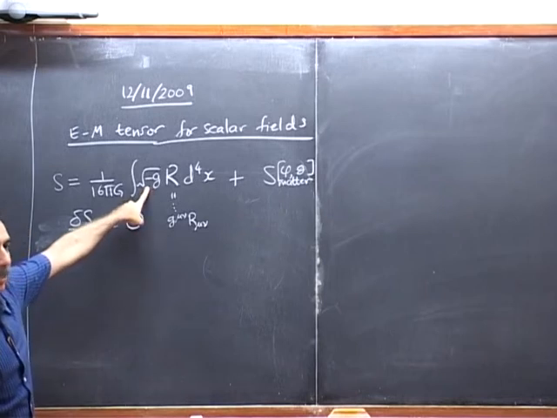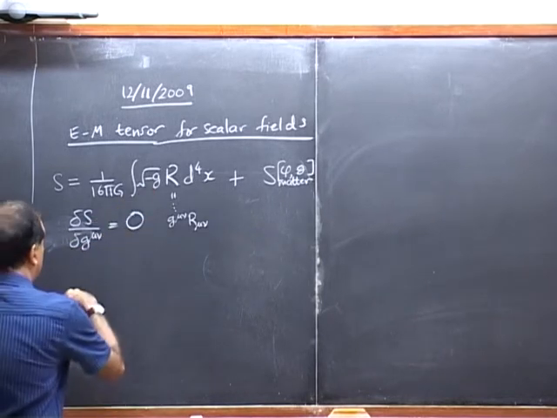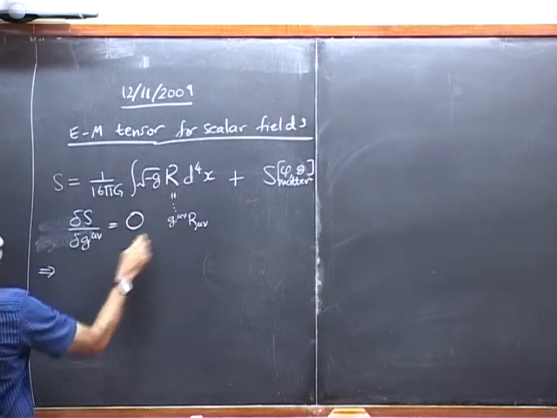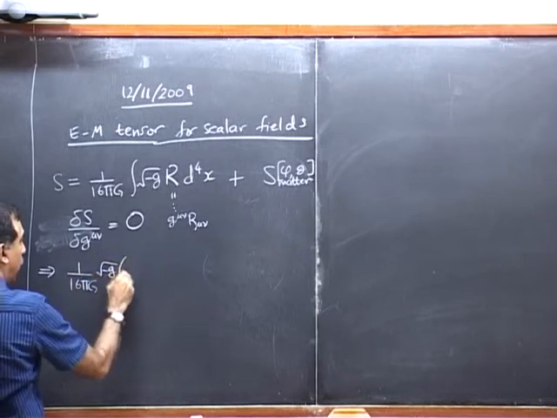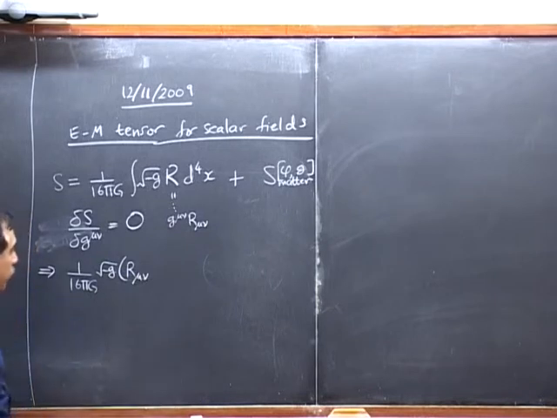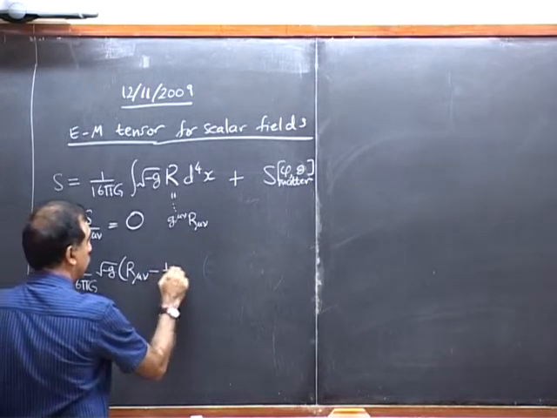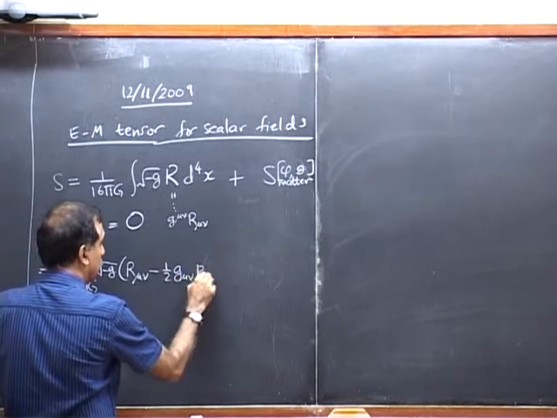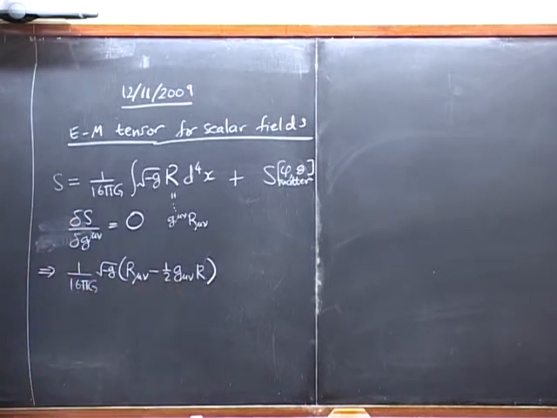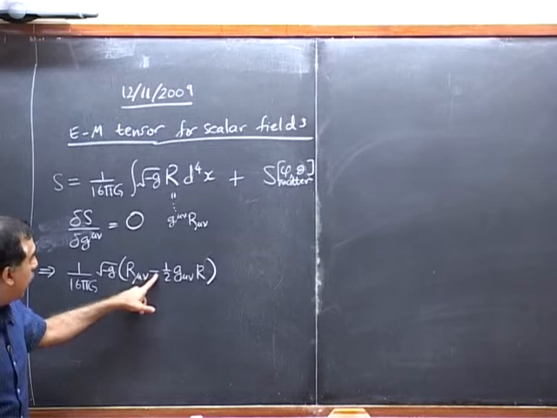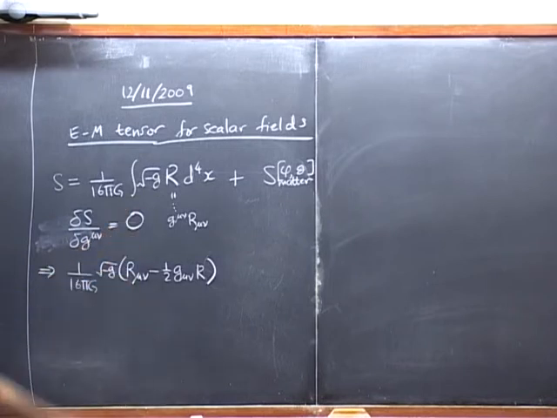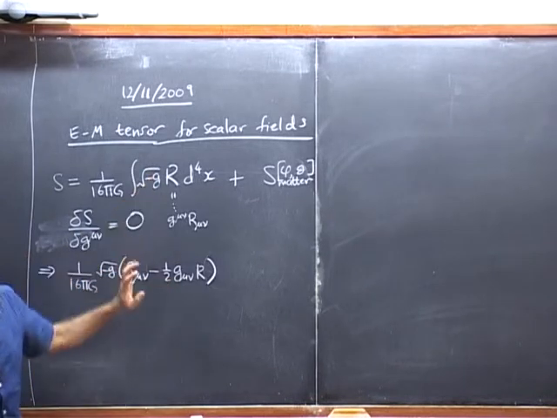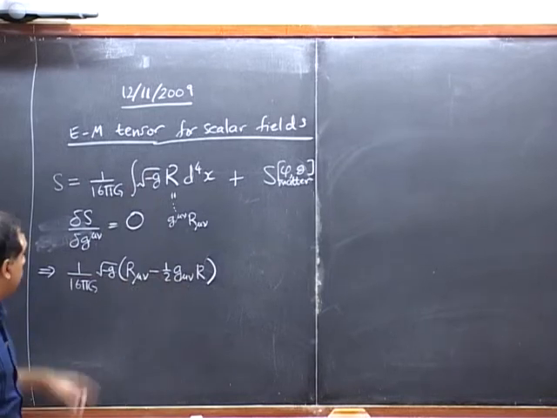Another term will come by differentiating root minus g. That's a little more confusing, but we can see that this is 1 over 16 pi G, then root minus g, and then one term R_{mu nu}. If one term is R_{mu nu}, the other term has to be minus half g_{mu nu} R. There is no choice, because this is the combination that must occur in Einstein's equations of motion. Actually, the reason for the minus is because this is root of det of g, and we are differentiating in g inverse, so it's a little bit complicated. The reason for the half is because of the square root, but basically this is the first term.